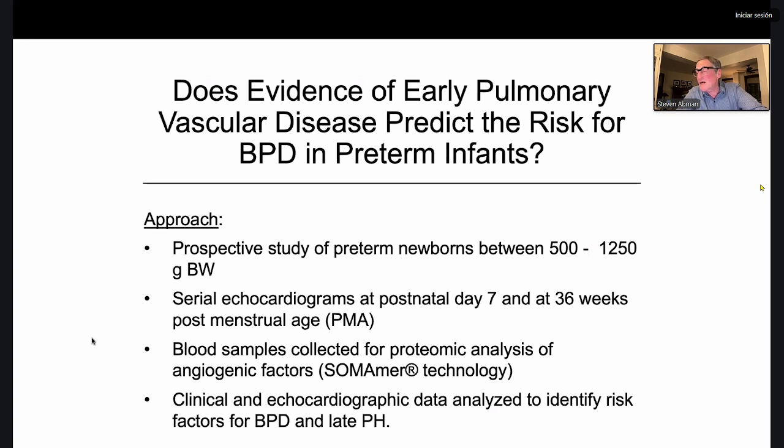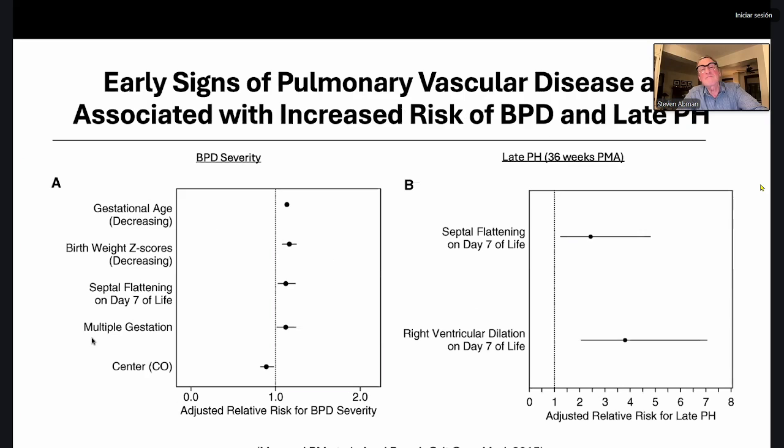But it was really striking to us that it was so similar to the laboratory findings as shown here, that is, early signs of pulmonary vascular disease, and sometimes they're kind of subtle. Simply septal flattening on day 7 when we did this echo was as strong a determinant of BPD severity as was decreasing gestational age or decreasing birth weight or other kinds of factors.